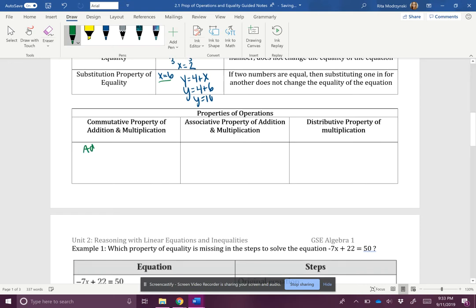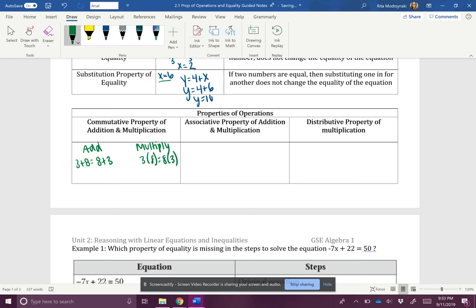The addition commutative property basically says that if we switch the order of the addends, or the things that we're adding, it'll still be the same equation. So for instance, 8 plus 3 is equal to 3 plus 8. As far as the multiplication commutative property goes, we could say that 3 times 8 is equal to 8 times 3. They're both the same thing.